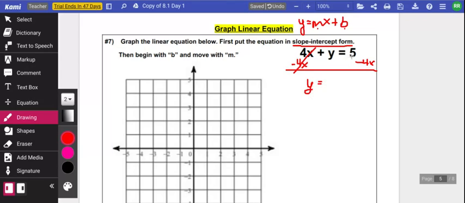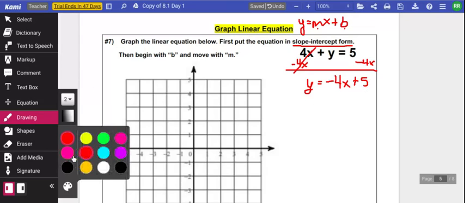I'm going to put my x term first because in slope-intercept form, the x term comes first and then the constant. And so my x term, as you can see here, is negative 4x. So I have negative 4x. My constant term on the right-hand side of the equal sign is 5. And so this 5 is positive, so I'm going to put a plus 5 or a positive 5.